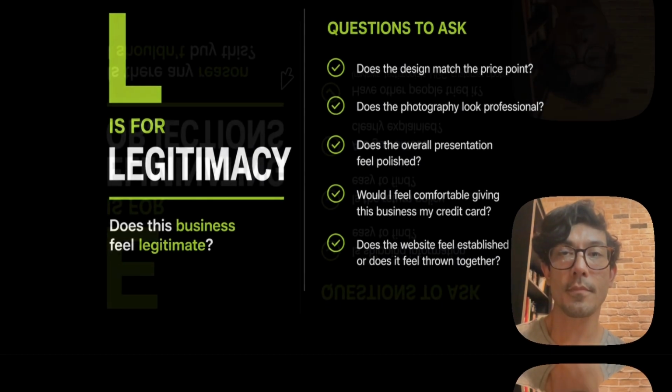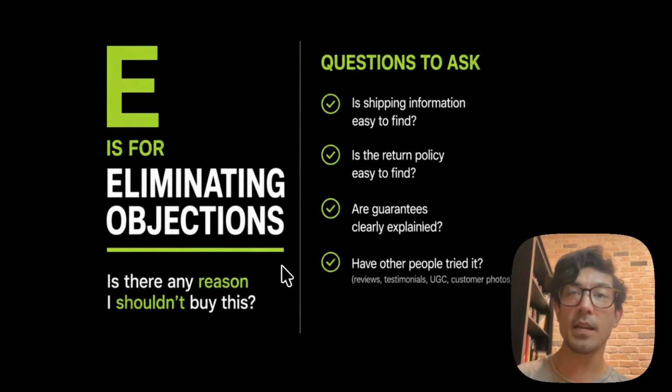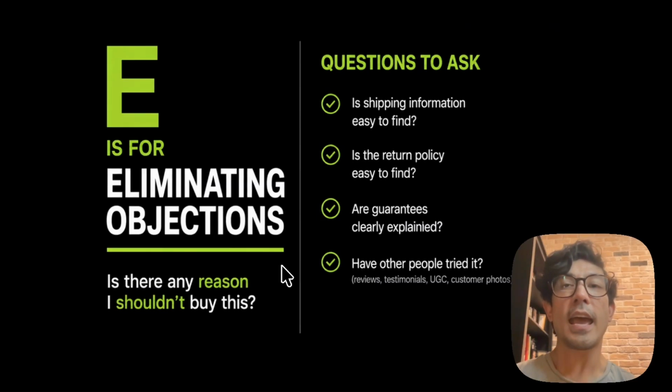E is for eliminating objections. When customers land on your product page, one of the things that's subconsciously going on in their mind is, why shouldn't I buy this thing? They're always trying to rationalize why they shouldn't buy something, and you have to overcome those objections.